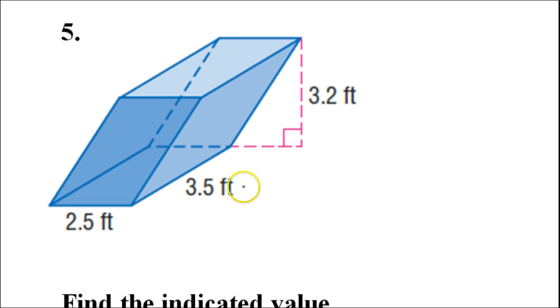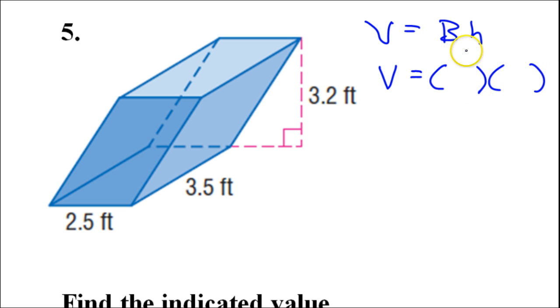For number 5, we have another prism. So again, the volume is going to be the area of the base times the height. Alright, so we'll need those two. The height is 3.2 feet. So we've got that. Might as well go ahead and put it down. So all we need is the area of the base.